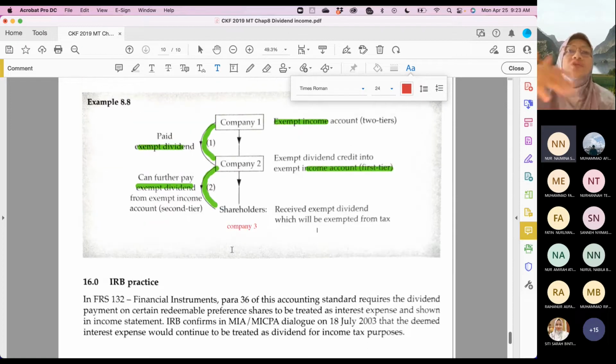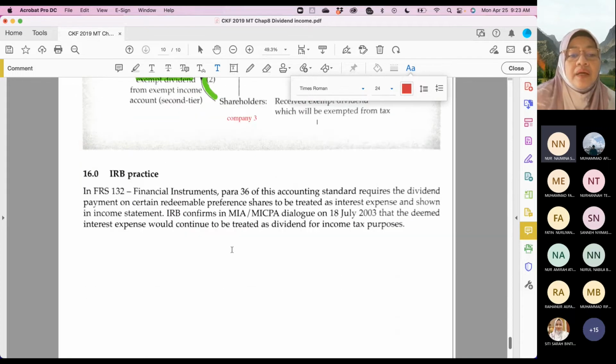So why is exempt dividend so good? Because you don't have to pay tax on the exempt dividend. That's why it's very important. Shareholders will be very happy because now they have dividend from their retained earnings, and they also have dividend from the exempt account.